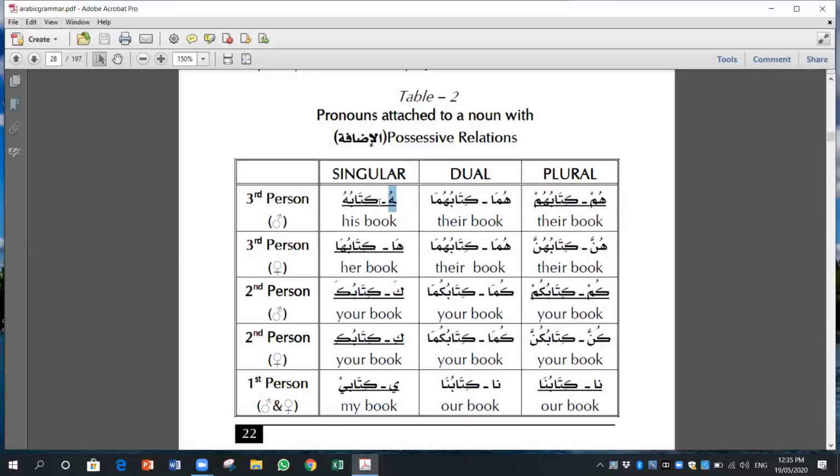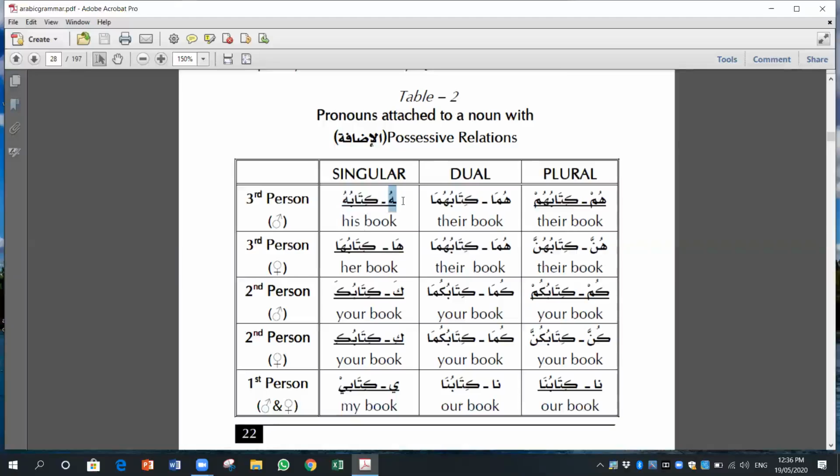What does kitab mean? Book. Is it a noun? Yes. So you see it's written there, kitabuhu. This is attached now. This small ha is attached with kitab. It is attached in this way. They have given the separate form here, but they have also given the example of attaching it.